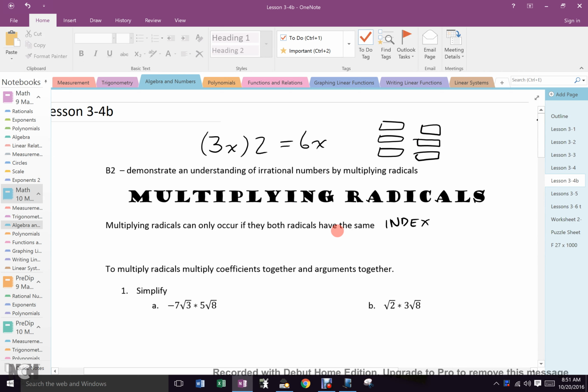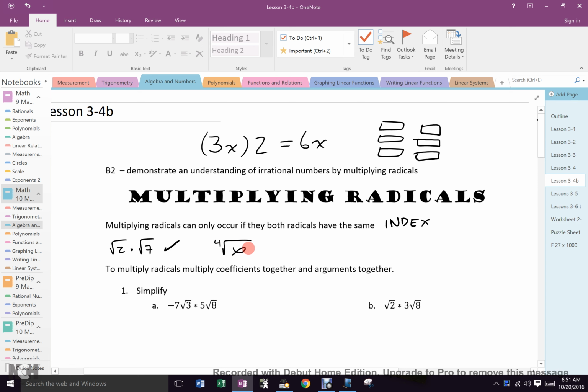Multiplying radicals can only occur if radicals have the same index. So, can I multiply this? 2 times root 7. Is that okay? Why? Because they're both square roots. Everybody cool? Can I multiply this?